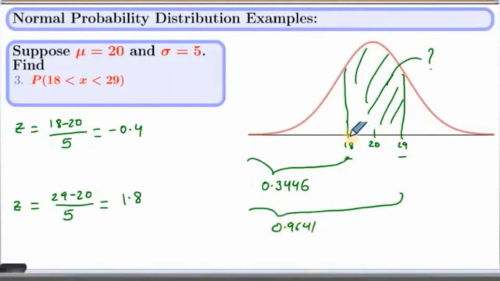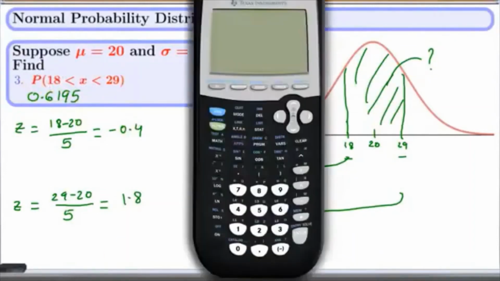Now, once we have area to the left of 18 and also area to the left of 29, all we need to do is subtract these two areas to find the area in between. When we subtract 0.3446 from 0.9641, we get the area in between, and that is 0.6195. Now, let me show you how to find this probability in calculator.